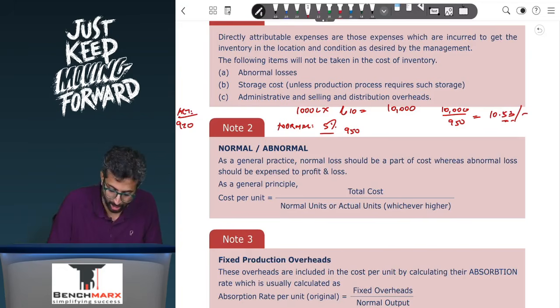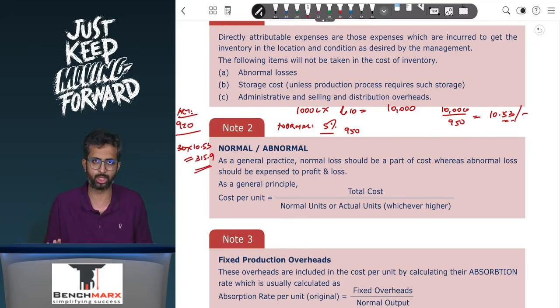So if I want to calculate abnormal loss, it will be 30 liters into 10.53 per liter, so that is around 315 point something. This will be taken to the profit and loss account as abnormal loss. Now that means for calculating abnormal loss, you will find the abnormal loss in units, that is maybe 30 liters, into the cost per unit, that is equal to the total cost divided by normal units.